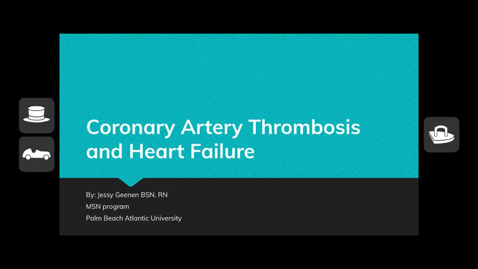VTE remains one of the most common causes of preventable in-hospital deaths, killing up to 32,000 people every year. This study also states that this is 4 times more people than MRSA and C. diff combined. So with the assessment of these patients, seeing if they're at risk for VTE, this could possibly be prevented, and this death could have been prevented as well.